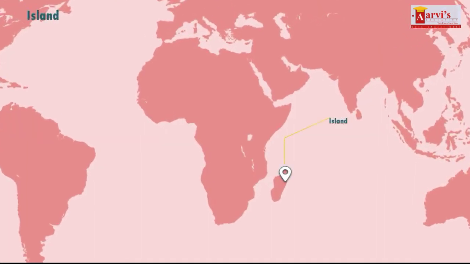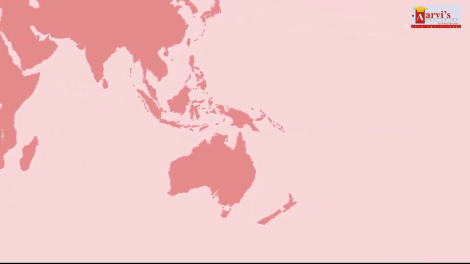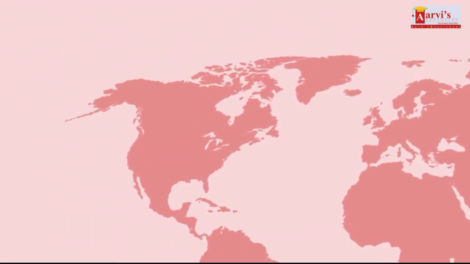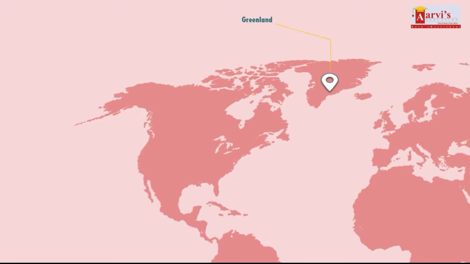Island. An island is a body of land surrounded by water. Continents are also surrounded by water, but because they are so big, they are not considered islands. Australia, the smallest continent, is more than 3 times the size of Greenland, the largest island on the earth. Greenland is an island in the continent of North America.